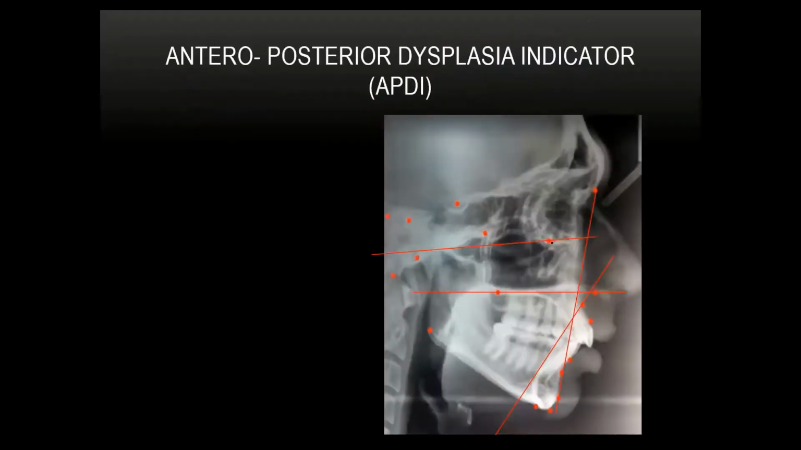Now is APDI. APDI is anterior-posterior dysplasia indicator. There are 3 planes: FH, N-Pog and others. So this is FH and nasion-pogonion, this is angle 1. The next angle is FH and palatal plane. So this is the palatal plane and this is FH.